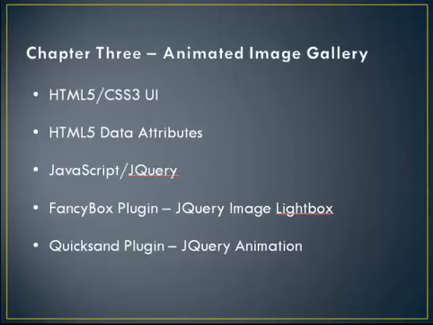Chapter 3 will be an image gallery. It will build a UI, or user interface, with HTML5 and CSS3. We'll introduce data attributes, which are basically attributes we can put on our tags that are strictly used for data, for computations or whatever. JavaScript and jQuery will get fairly heavy here. We're going to be using 2 jQuery plugins to achieve animation. One is Quicksand, which will allow us to click on a category and have the images scatter and fall into place. And then FancyBox is a plugin that we'll implement to be able to click on an image and have it open up in a lightbox. So that'll be chapter 3.